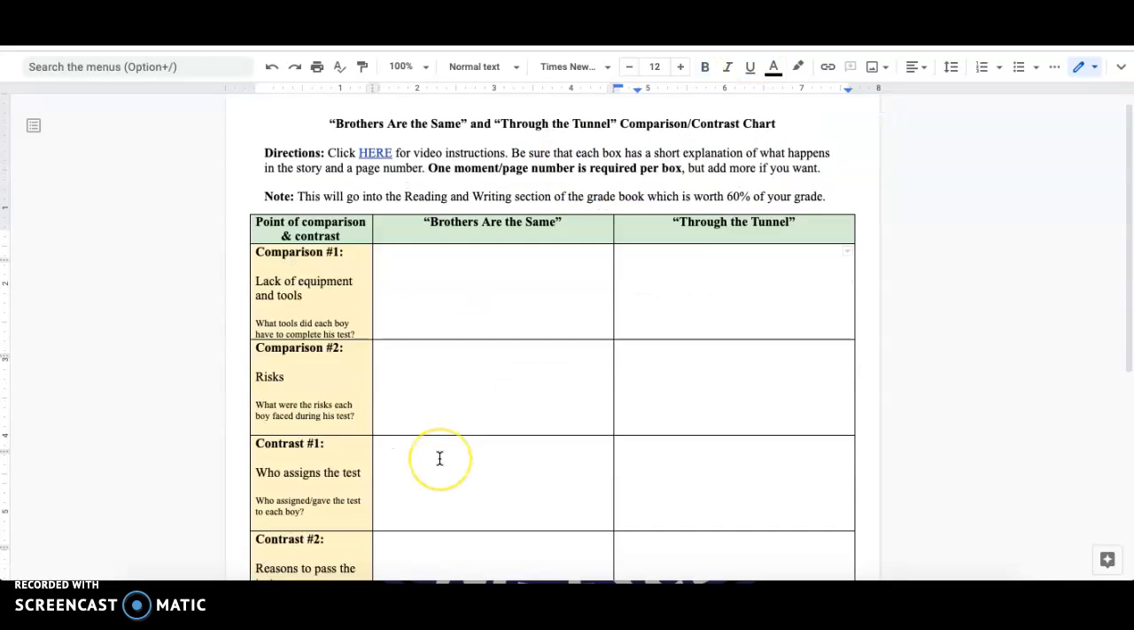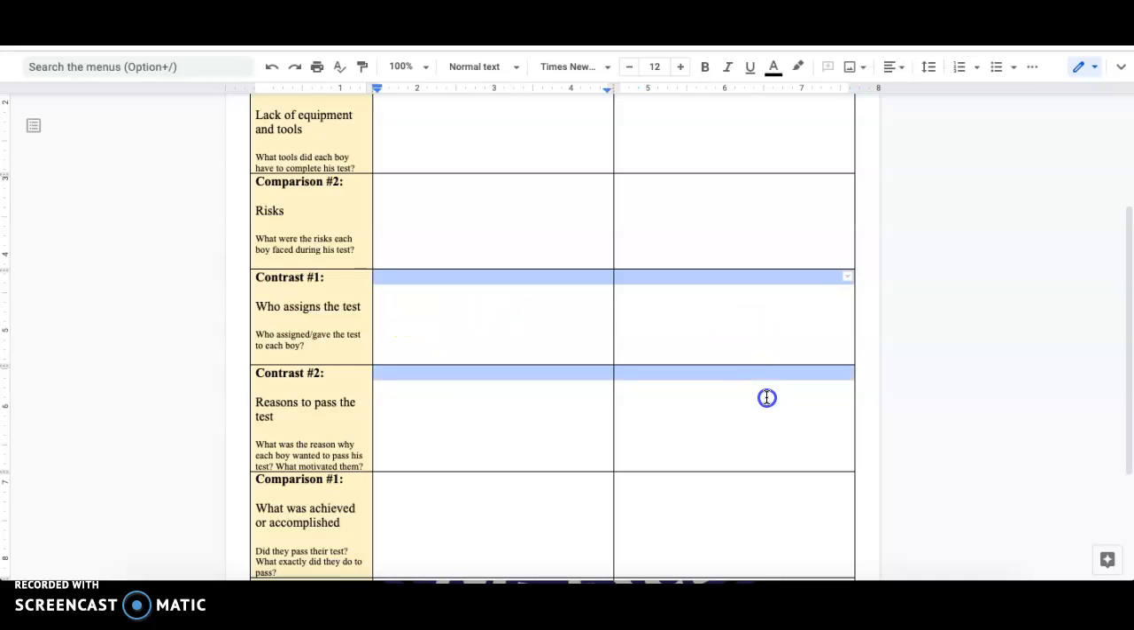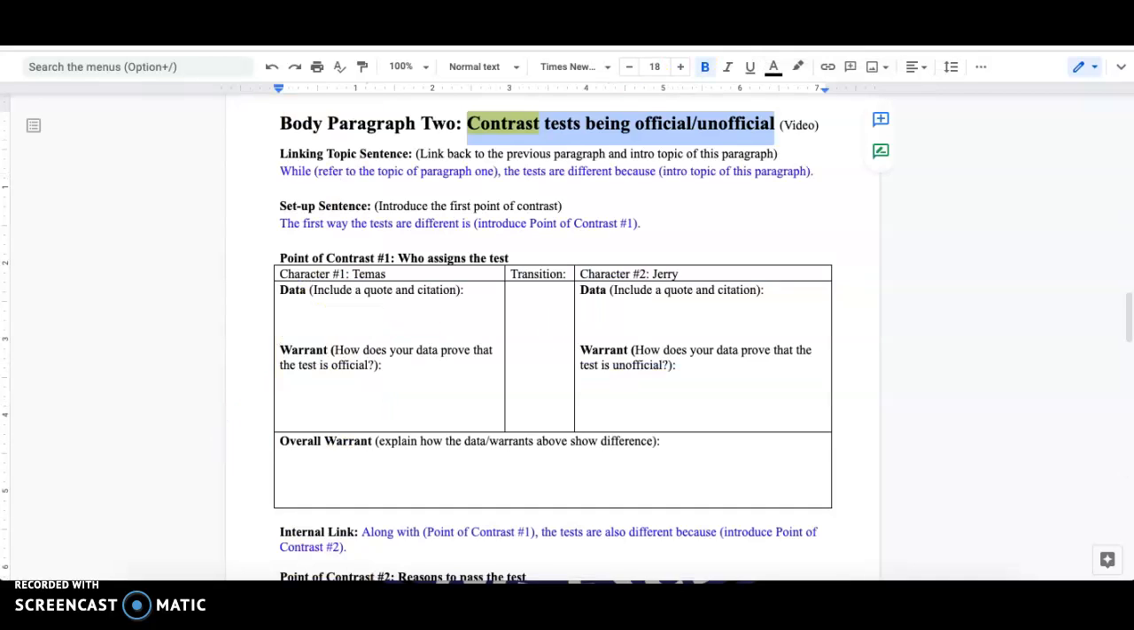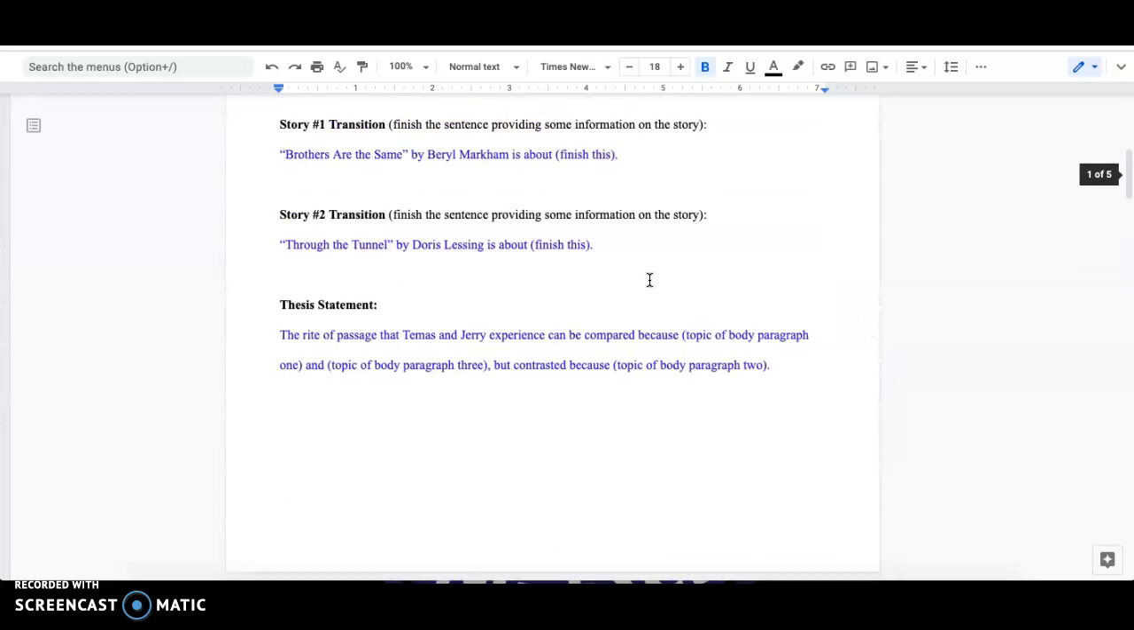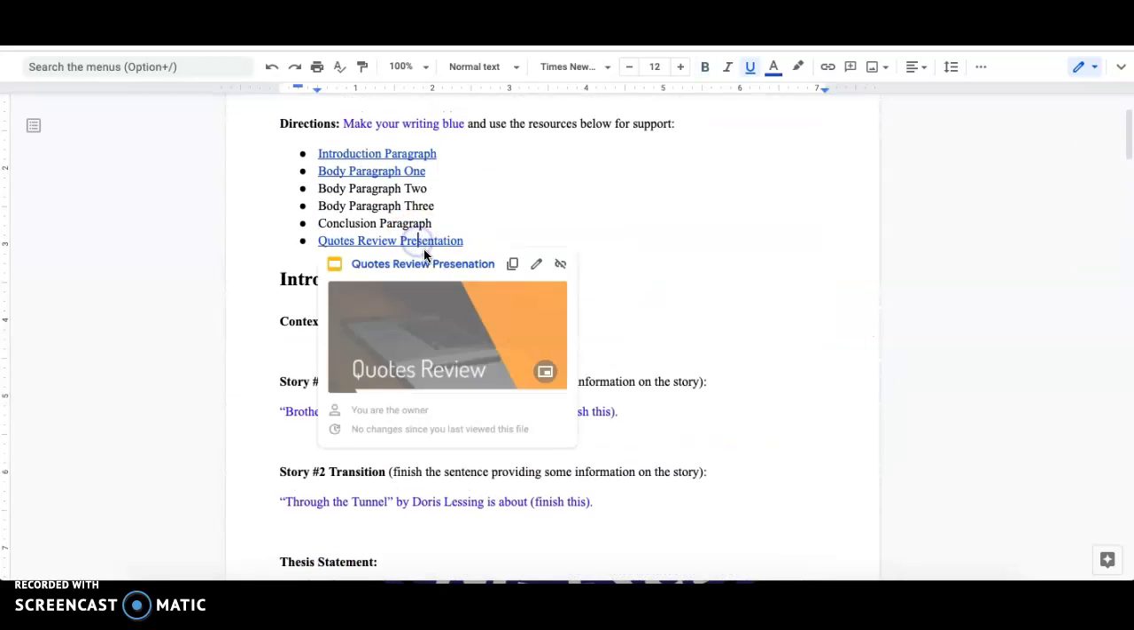So in your chart, you will be using these two rows. So you will be using who assigns the test and how that's different, and that their reasons to pass the test are different. This will be the first half of the paragraph. This will be the second half of the paragraph. So again, don't forget to use your chart, and don't forget to use that quotes review presentation that is linked in the top to help you with your data points.